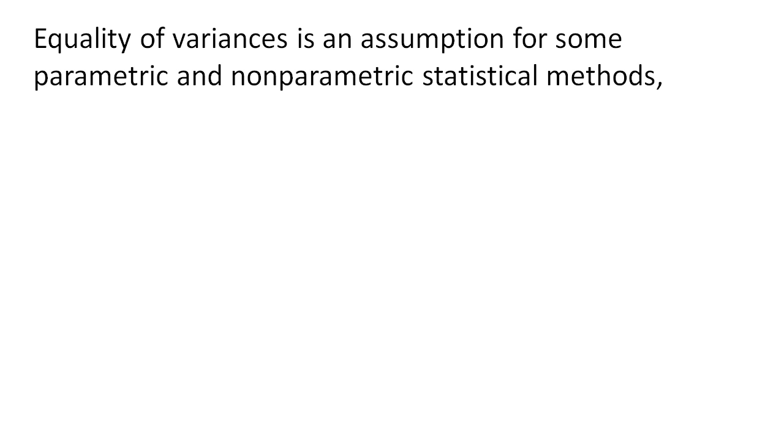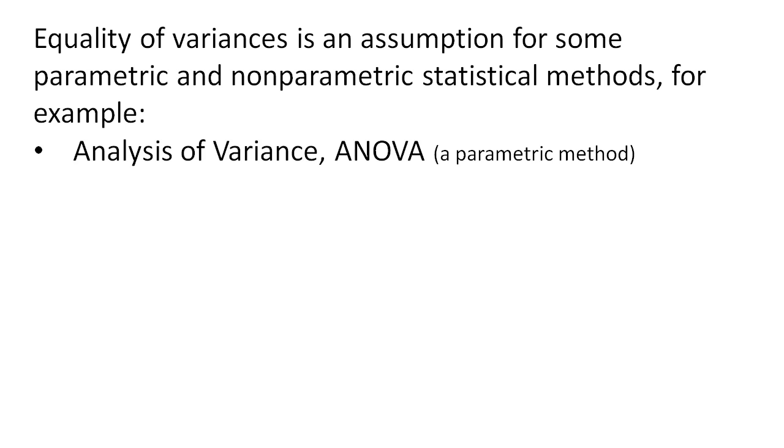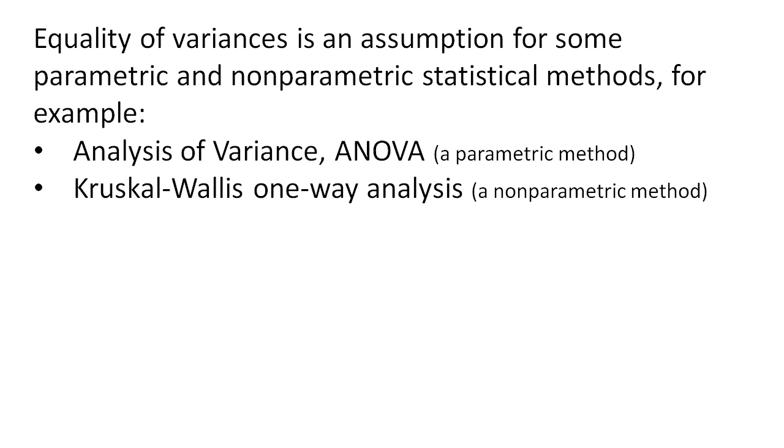Hi and welcome. Equality of variances is a necessary assumption for some parametric and non-parametric statistical methods. For example, an underlying assumption for both analysis of variance, which is a parametric method, and the Kruskal-Wallis one-way analysis, a non-parametric method, is that the groups compared have highly equal variances.